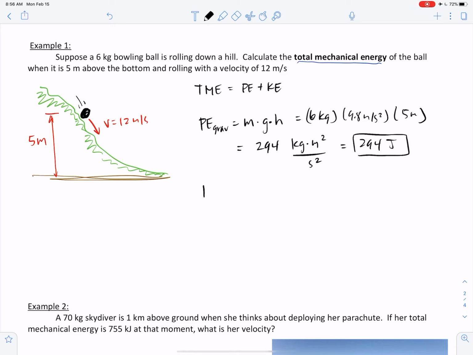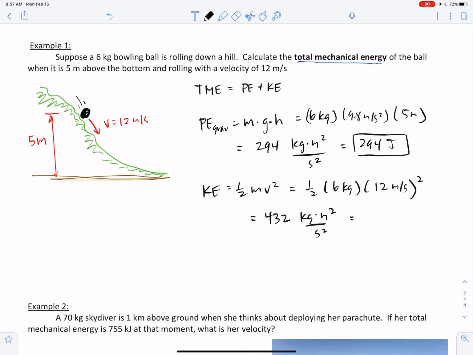Let's do our kinetic. That's 1/2 mv squared. Okay, the mass is still 6 kilograms. The velocity at this particular moment in time is 12 meters per second. Squaring that, I get 432. And I've got kilogram meters squared per second squared. And again, that has a new name. It's a joule, J for joules.